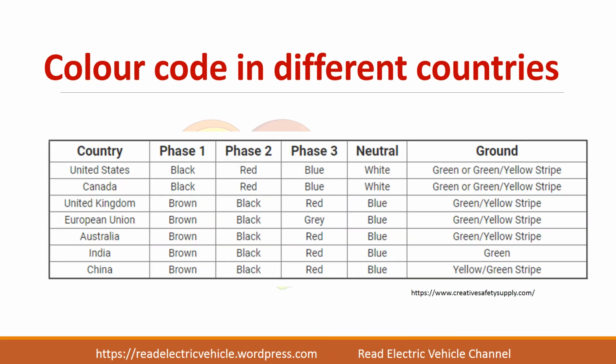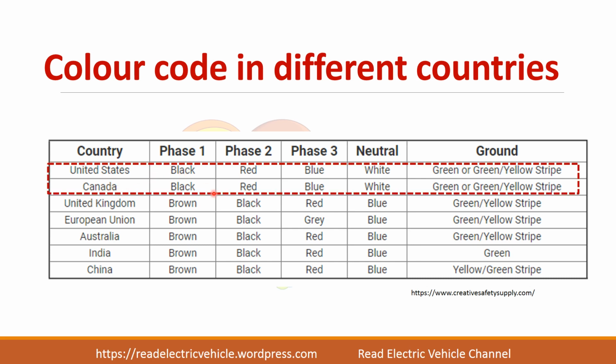This table shows the color coding in different countries. First, if we take the United States and Canada, they follow the NEC code. They have a similar pattern, and we can see the ground will be almost common in all the countries. Green or green-yellow stripes are used in most of the countries throughout the world.